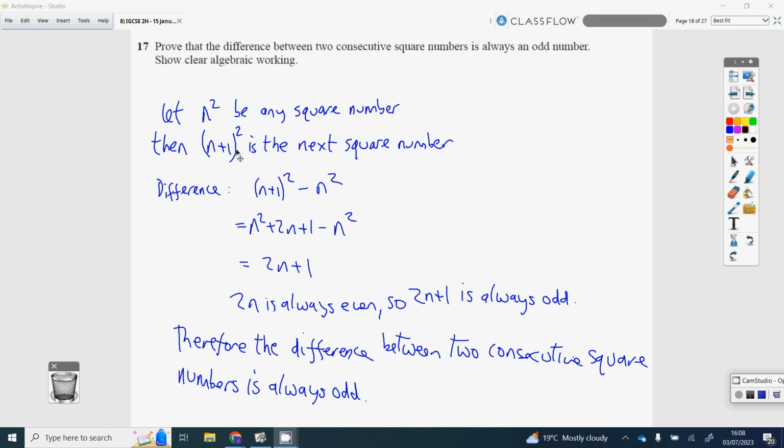So the difference between these two, well clearly it's the biggest one, take away the smallest one. n plus 1 all squared is n plus 1 times n plus 1, which is n squared plus 2n plus 1. Next line of working is n squared, take away n squared is nothing. So we're just left with 2n plus 1. Now anything doubled is always even. So 2n plus 1 is always going to be odd. Therefore, the difference between two consecutive square numbers is always going to be odd.